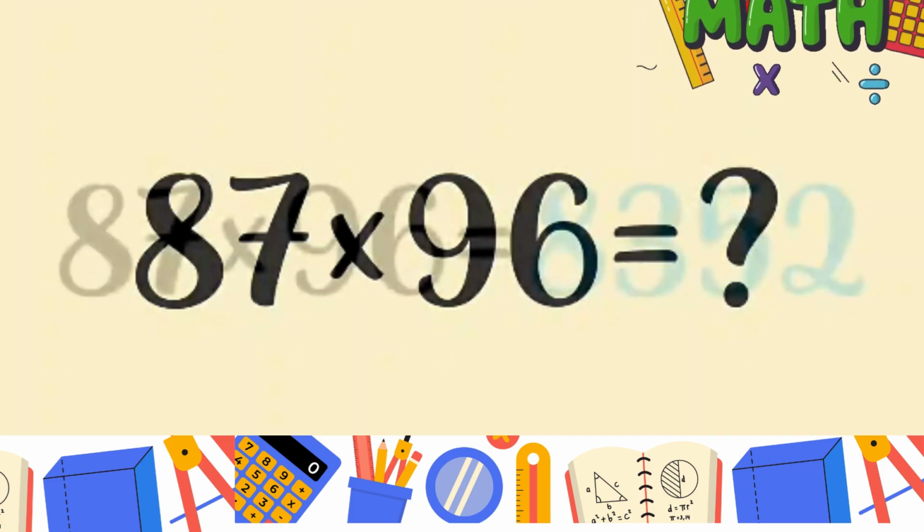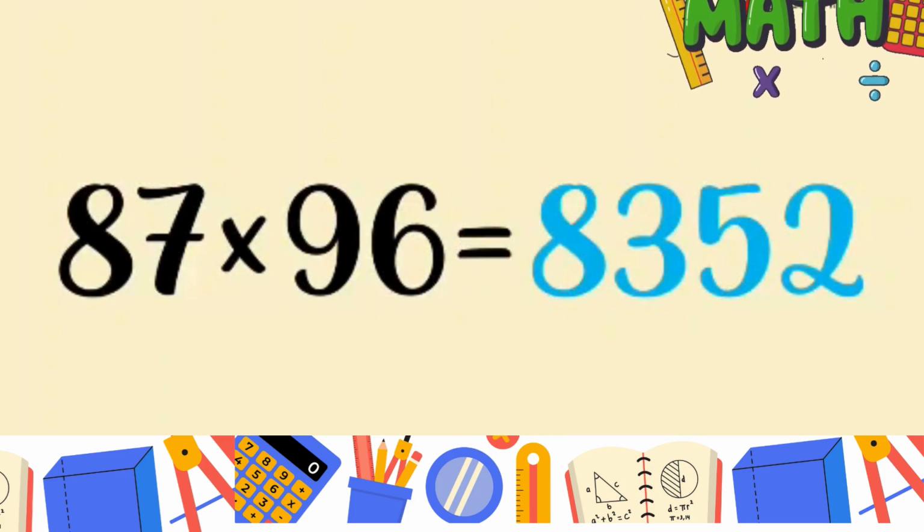Well, time is up. Did you get the answer 8352? Congratulations if you did. If not, please sit up straight and pay attention because I am about to show you how to do these types of calculations quickly and efficiently. Where we are multiplying two numbers up to close to 100.